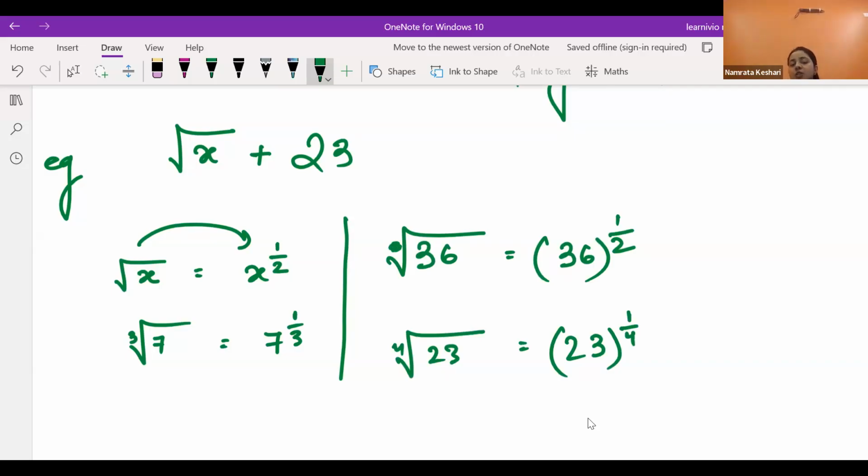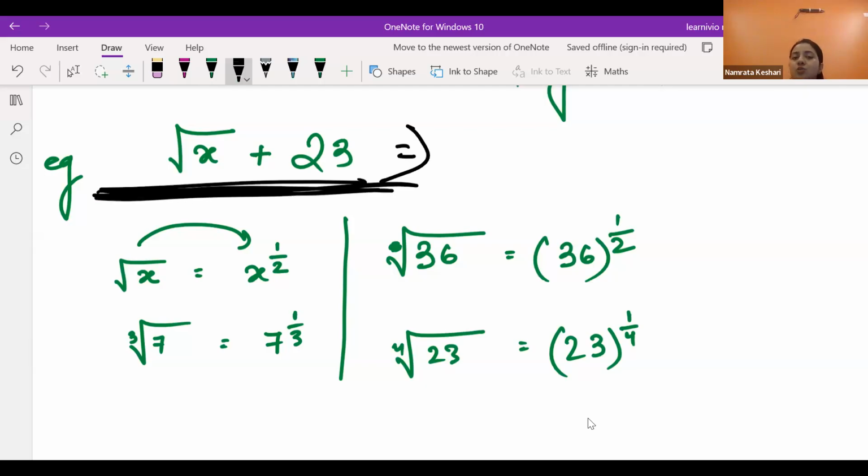If we understand this logic, then we will say that the given algebraic expression can be written as root x means x to the power 1 by 2 plus 23. And now, is it a polynomial? No, because the power is not a whole number, right?